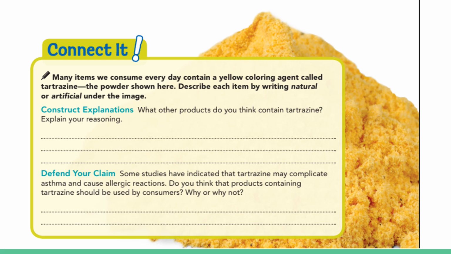Many items we consume every day contain a yellow coloring agent called tartrazine. The powder shown here. Describe each item by writing natural or artificial under the image. Then we need to answer these questions. What other products do you think contain tartrazine? Explain your reasoning.